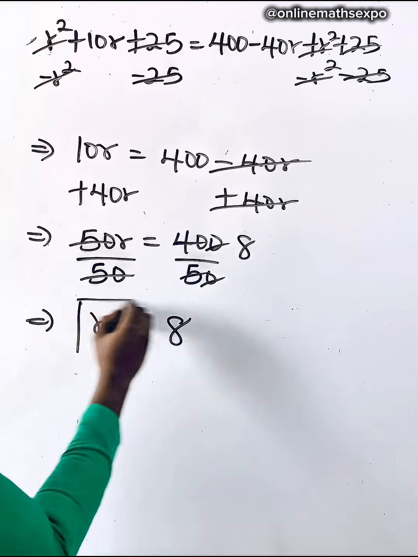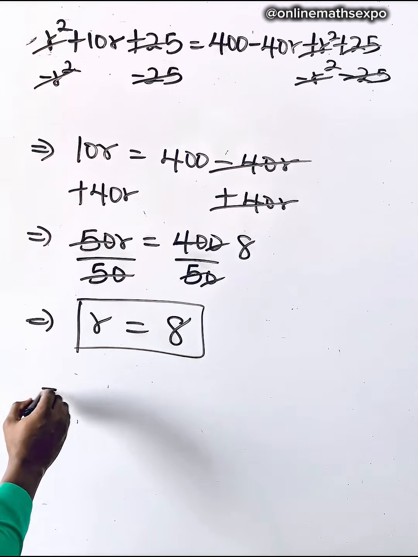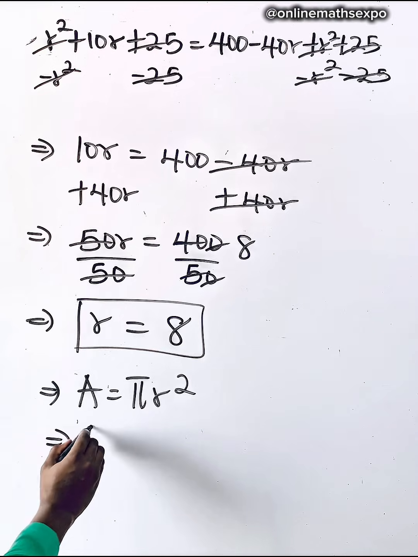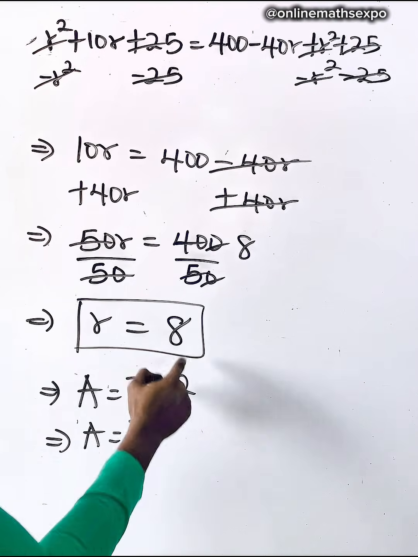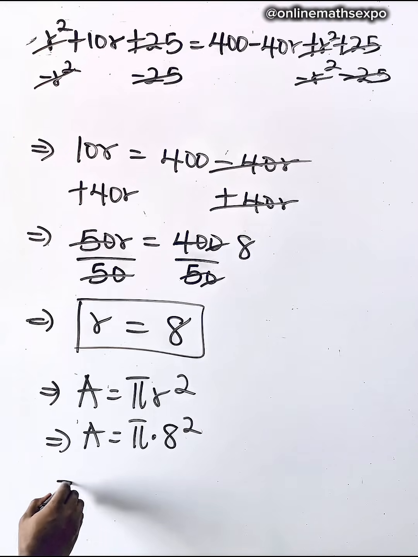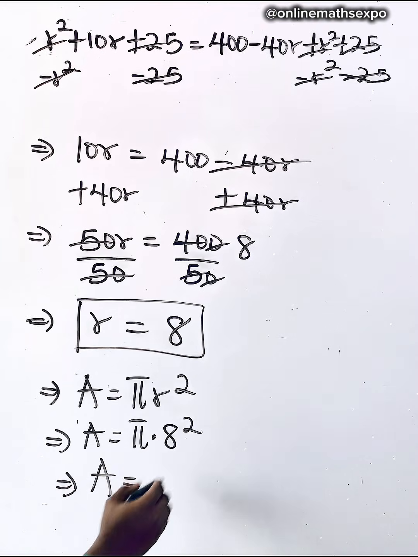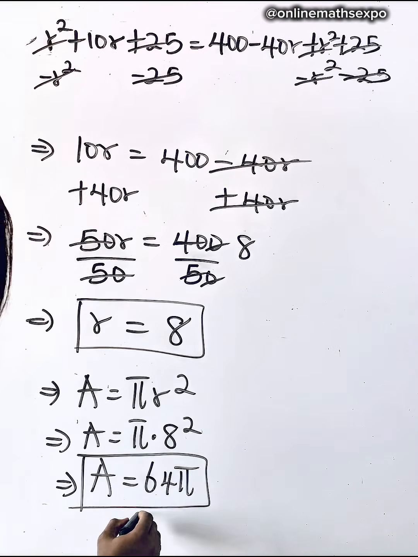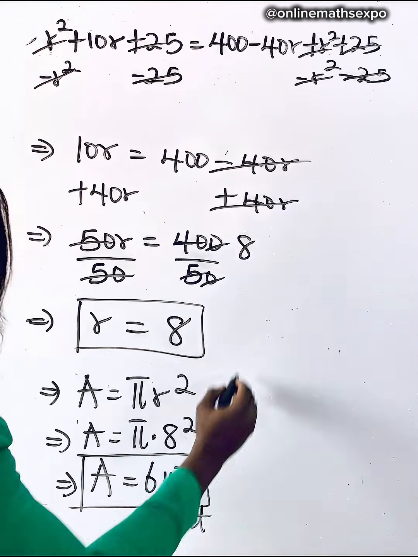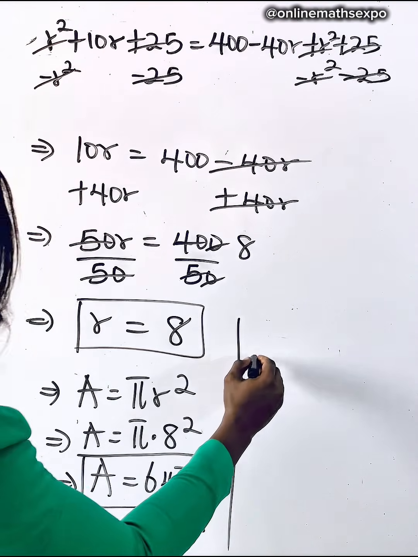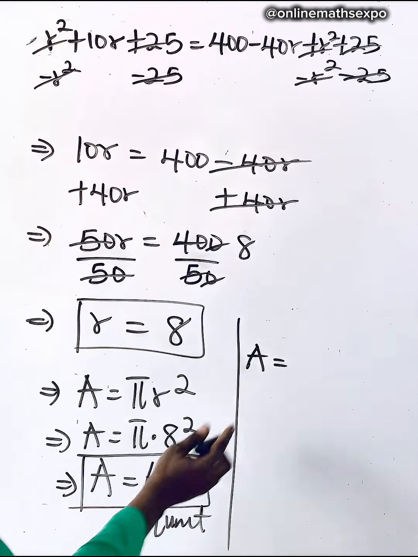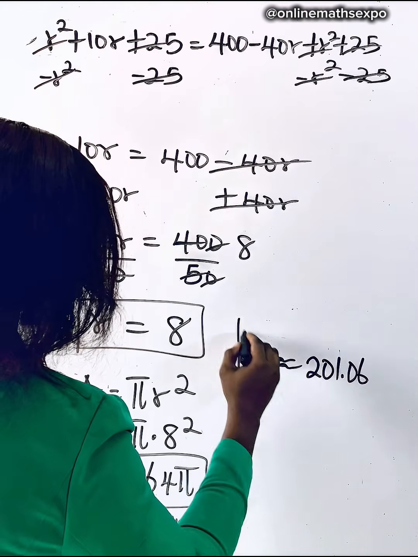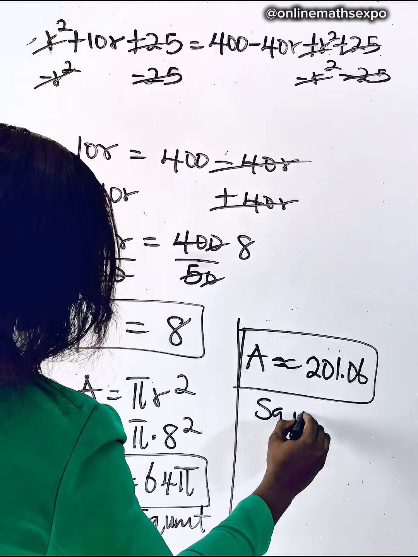Our radius is 8. Now, if R is 8, then we can find the area of the circle as pi R squared. And that gives us area is pi times our radius 8 squared. If you simplify, 8 squared gives us 64. So we have 64 pi square units. You can also leave it in a decimal. And if you do that, just key this in the calculator, and we have approximately 201.06 square units.